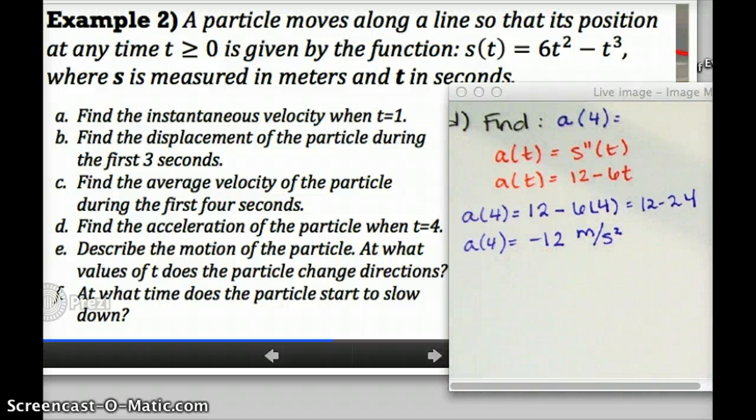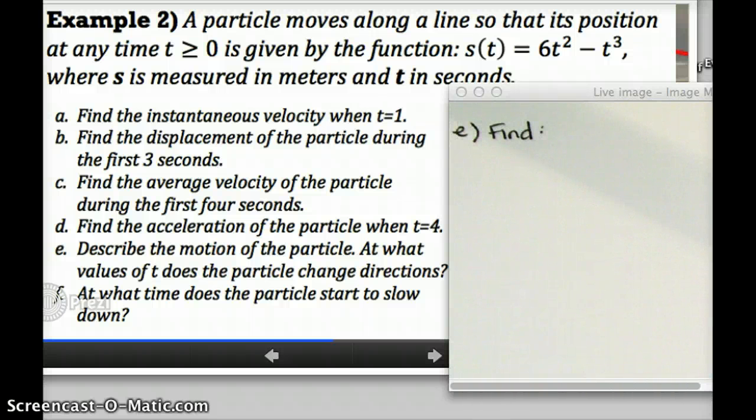Almost there. Let's do E and F. E is where it gets fun. And this is actually the first time where we're asking a realistic question. If we have an equation for something like a comet, we want to know basically how is it moving, really. So let's start with the question at the end here, but then we'll come back and describe the motion. The question at the end says, at what values of t does the particle change directions?